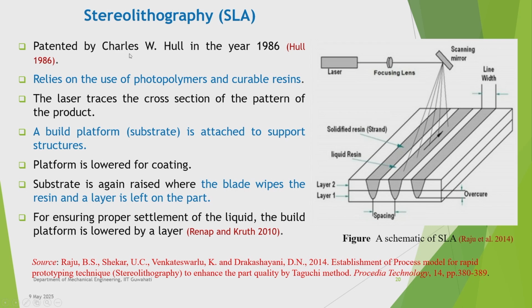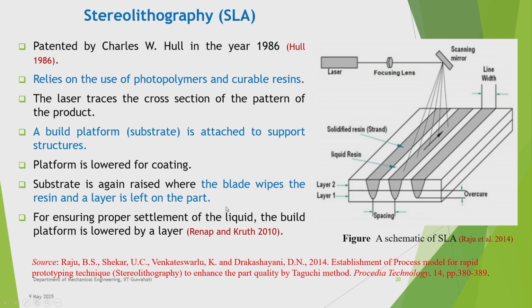It was patented by Charles W. Hull in the year 1986, and it relies on the use of photopolymers and curable regions. The laser traces the cross section of the pattern of the product. A build platform is attached to a support structure. The platform is lowered for coating. The substrate is again raised, where the blade wipes the resin and a layer is left on the part.